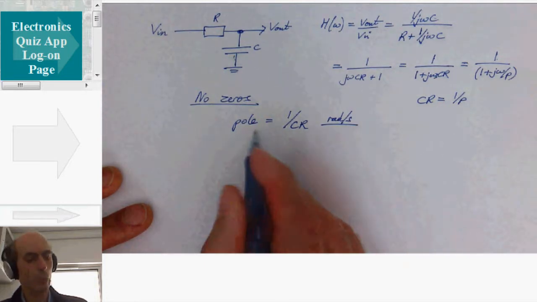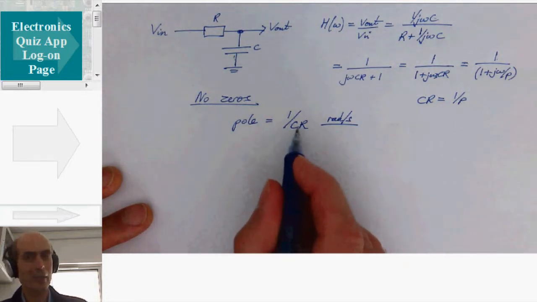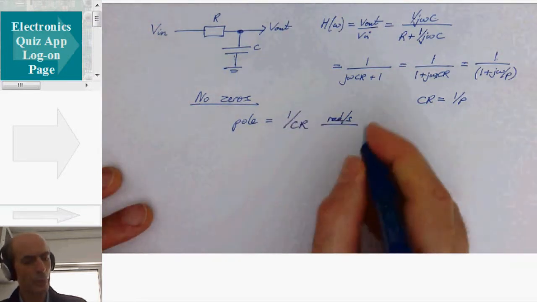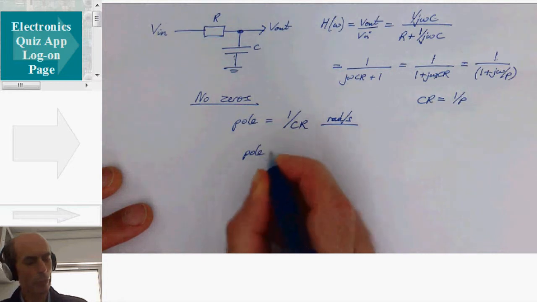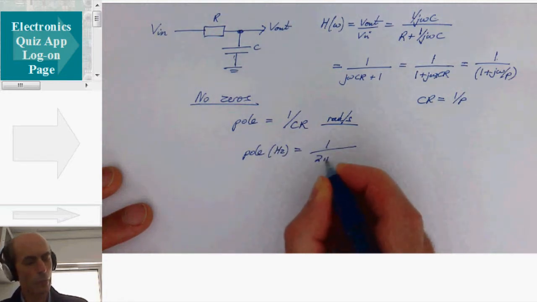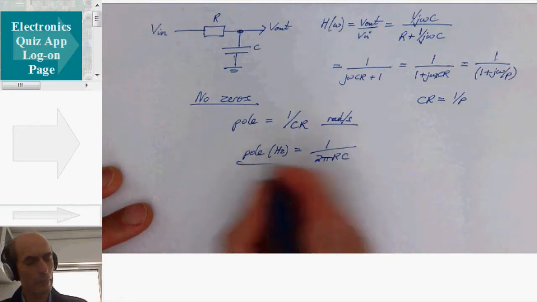If I wanted the pole in hertz, I would have to divide that by 2 pi. Don't forget that, it's an easy way to lose marks. Pole frequency in hertz here is 1 over 2 pi RC.